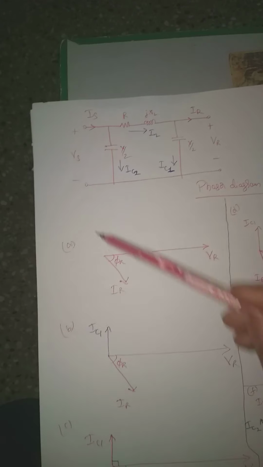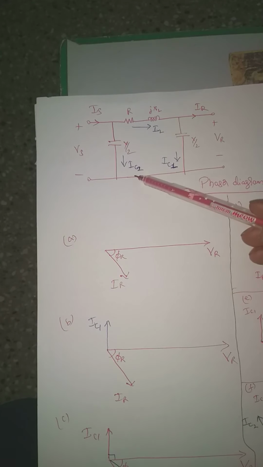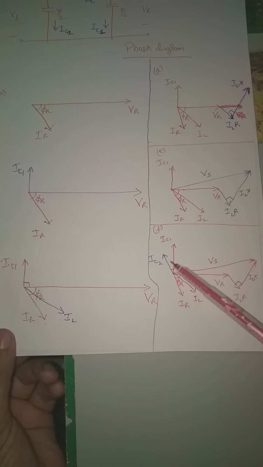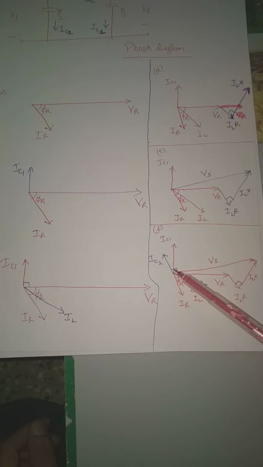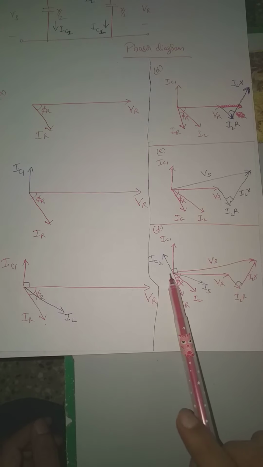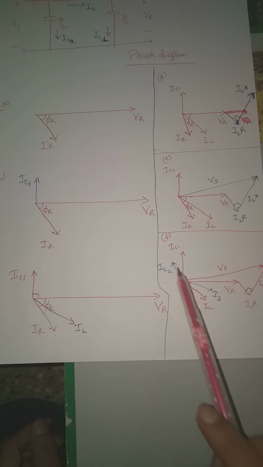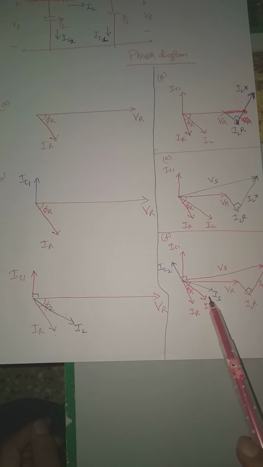The last case is, I have IC2 now, I know IL. As per KCL at this point, if I add IL and IC2, I should be getting back IS. So that is what is done in the last step. IC2 is added with IL and I'm getting the resultant IS here. See here carefully, this is IC2 and already we have IL here. If we add these two, we'll be getting back IS.